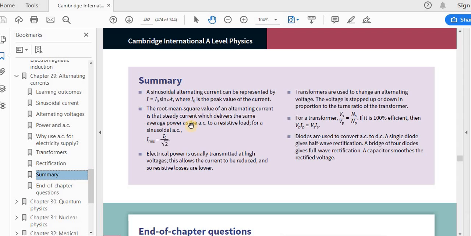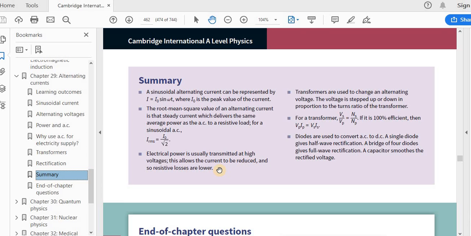Again, you had seen this definition before. It was in that green box. I told you those definitions are important. Okay, here is another equation. So you have this equation and then you have this equation, and you can see r.m.s. r.m.s stands for root mean square. So root mean square value of an alternating current, that is this one. r.m.s is that steady current which delivers the same average power as the AC to a resistive load for a sinusoidal AC. Then electric power is usually transmitted at high voltages.